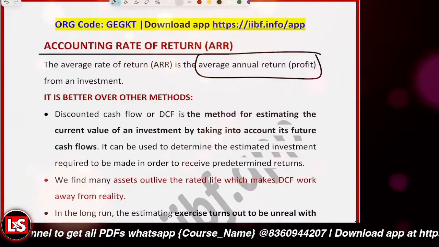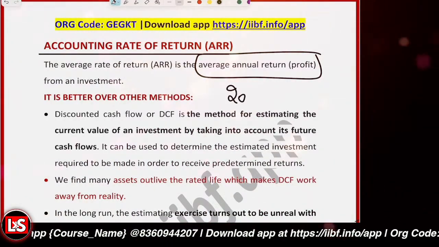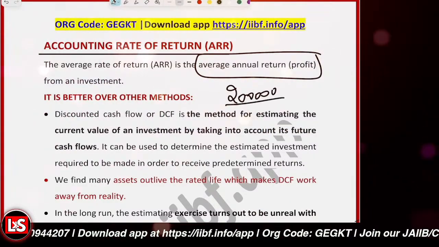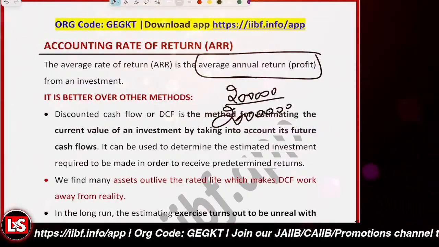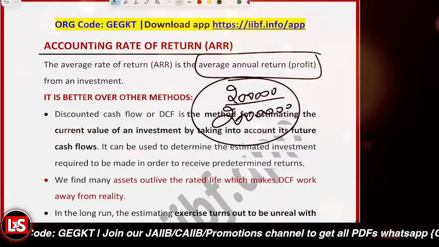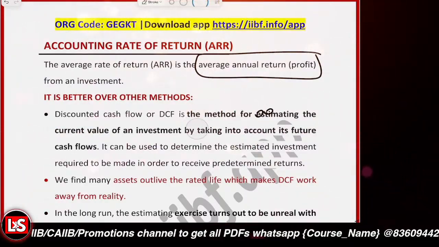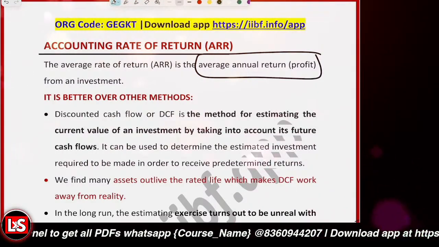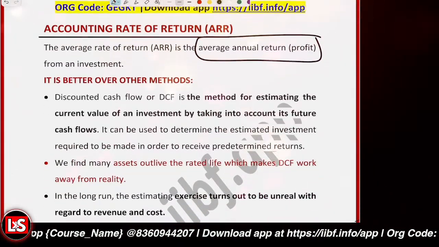So let's say you have an average annual profit of 2 lakh rupees and the investment amount was 20 lakh rupees. What will be your ARR? That will be 2 lakh divided by 20 lakh multiplied by 100, which is equal to 10%. There are multiple formulas for calculating the ARR.